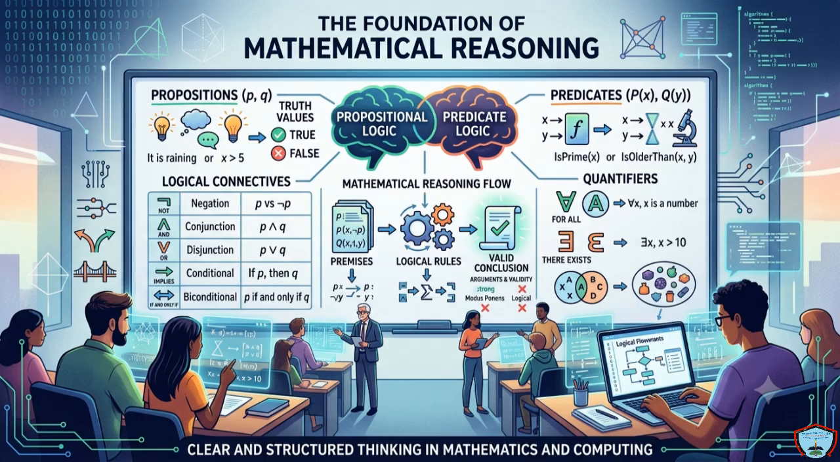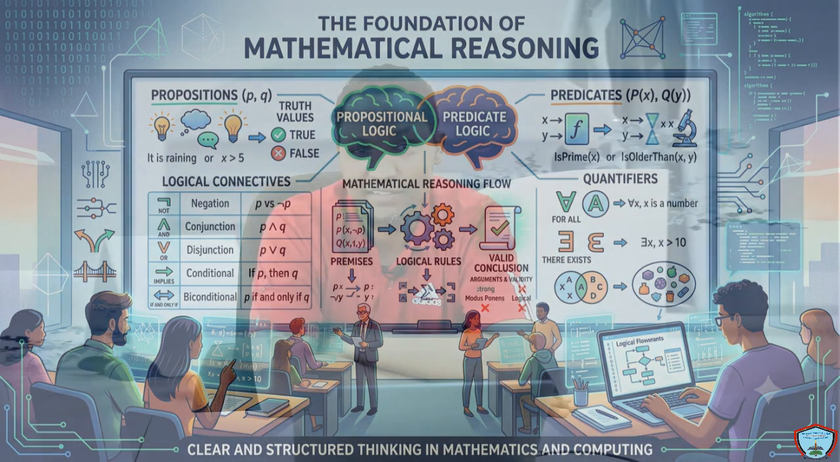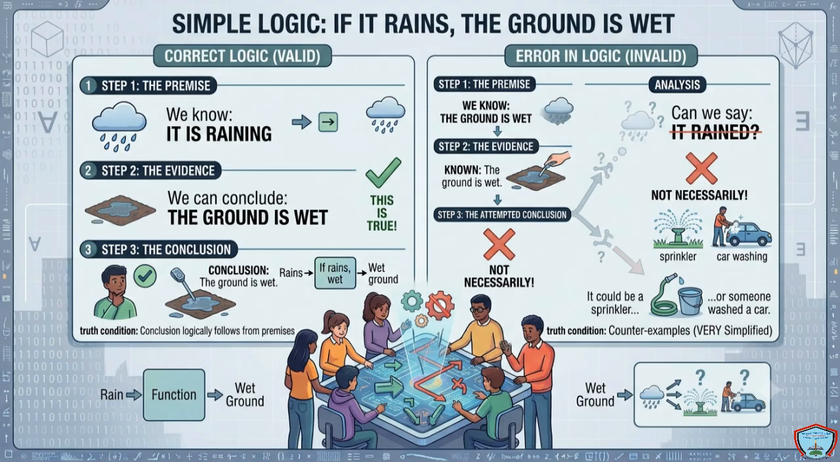For example, if we know that if it rains, the ground will be wet, and it is raining, then we can validly conclude that the ground is wet, because if it rains, the ground will be wet, and it is raining are the premises, and the conclusion is the ground will be wet. Understanding valid and invalid arguments is a fundamental skill in mathematics and logical reasoning.